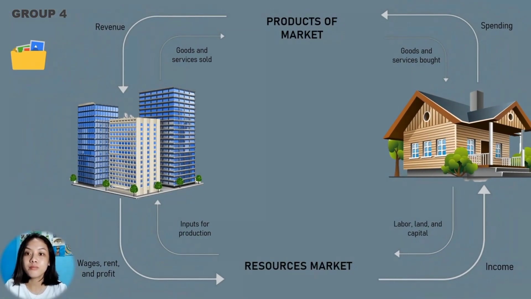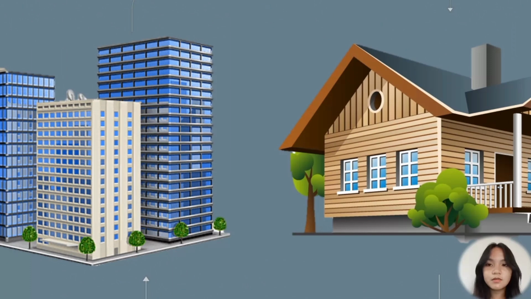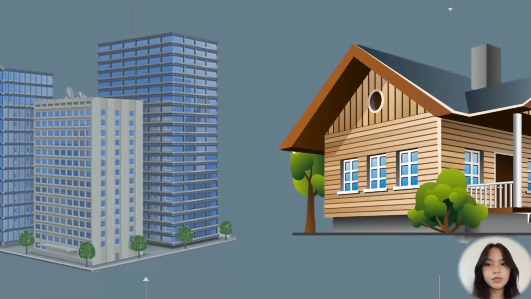The diagram that you can see on the screen is what we call a circular flow model of the economy. This model is used to explain the relationship between money, goods, and services. The economy has two types of decision makers, the household and the firms or businesses.